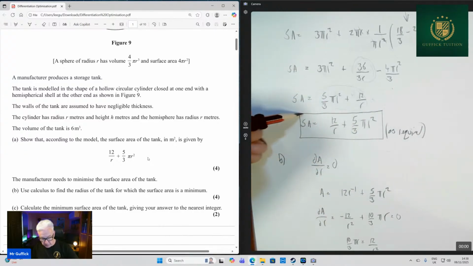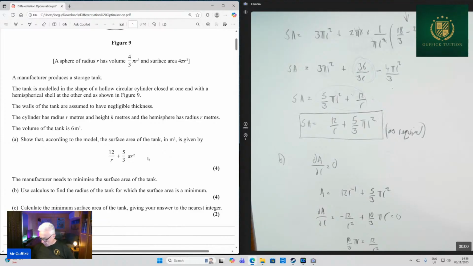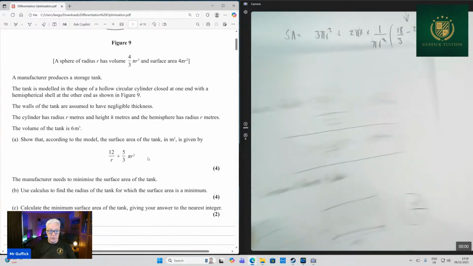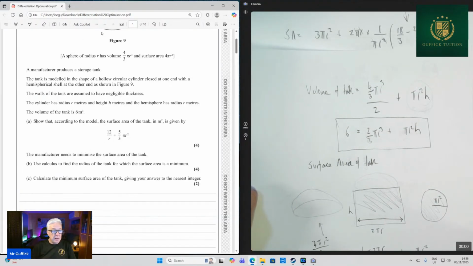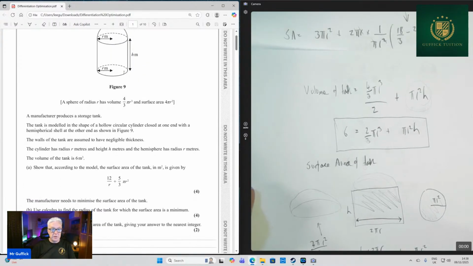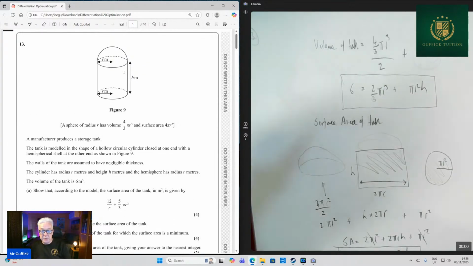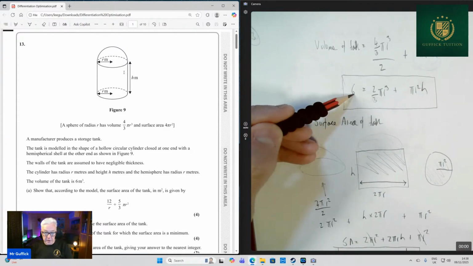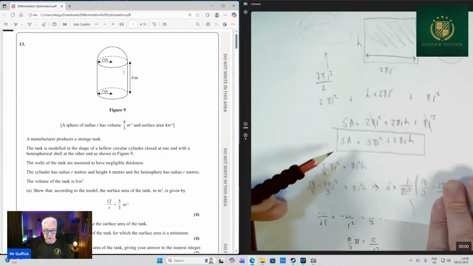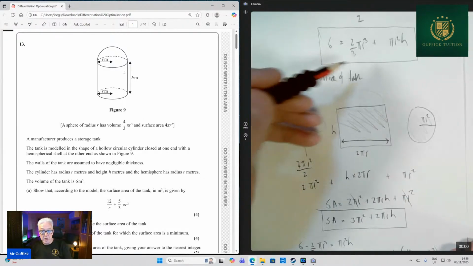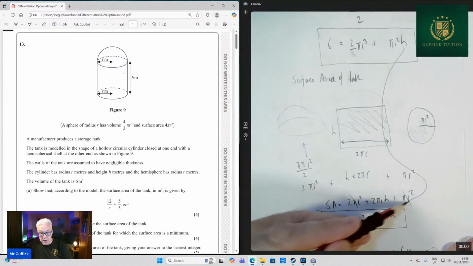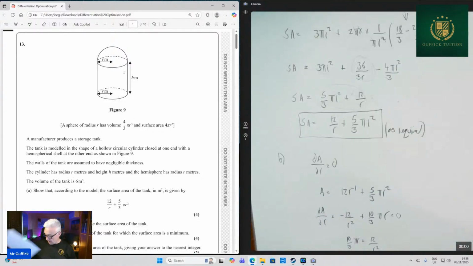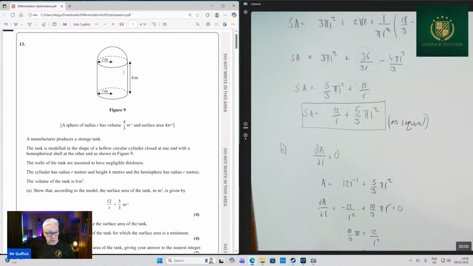Okay, so just to recap on what was the process for doing that. Here's the question so you can see it. This differentiation optimization, we basically just found an expression for the volume, subbed in the fact that the volume was 6. We found an expression for the surface area, and we rearranged this one to make h the subject, and we subbed in there. Okay, and that gave us the thing that we were after, and that's our first 4 marks.